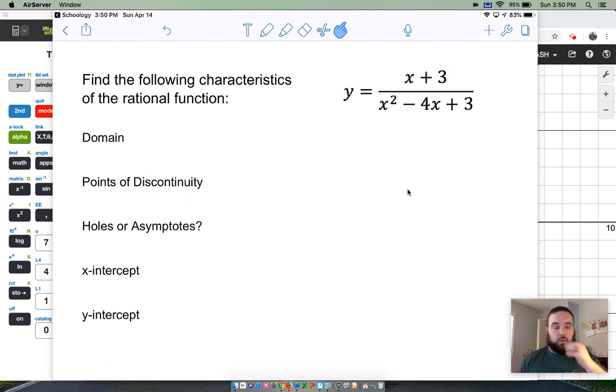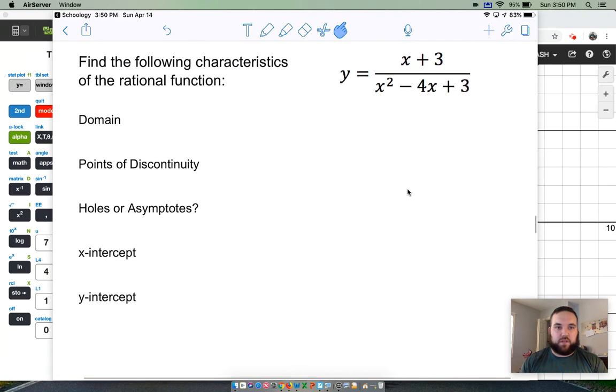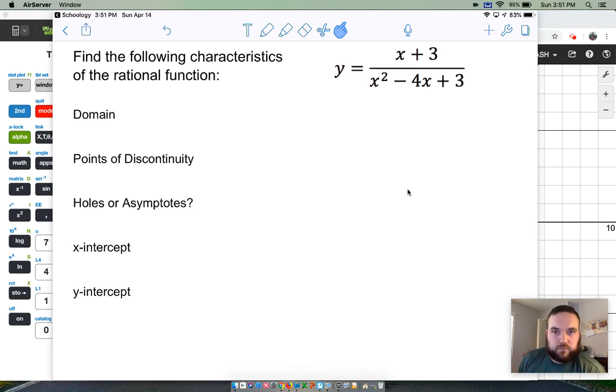Okay, so what we're going to get into today is going to be a lot, and I told you we have multiple days to look at this section. What we're going to do is write down all these characteristics on the left side of a function that looks like this: y equals (x + 3) over (x squared minus 4x plus 3).